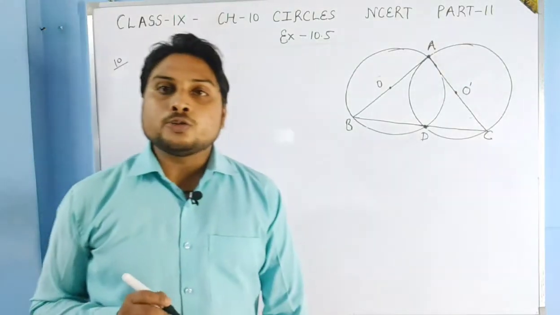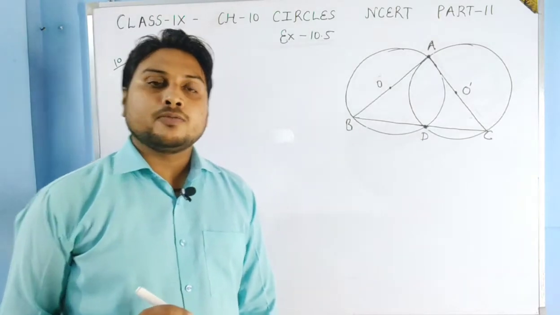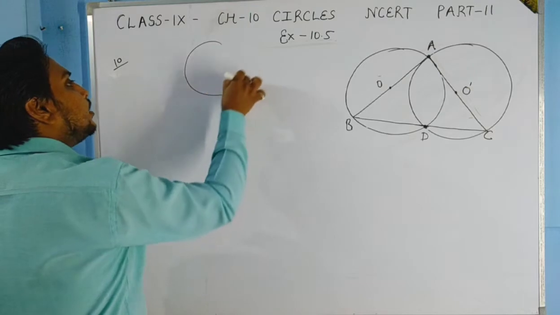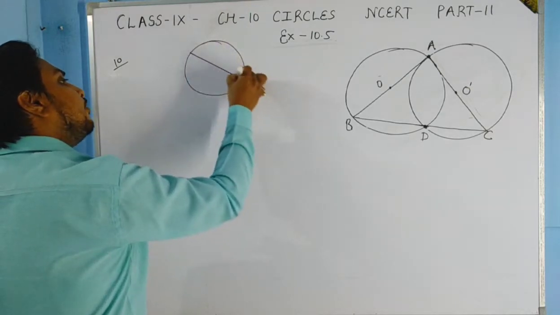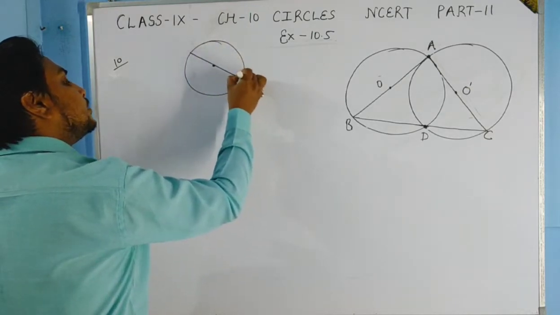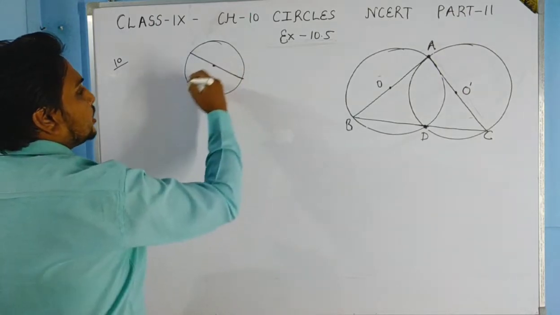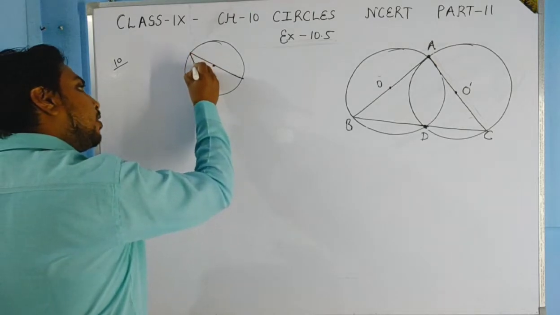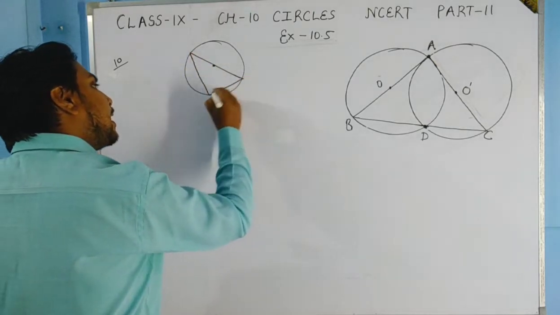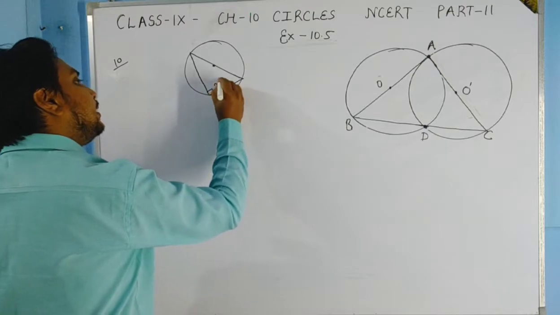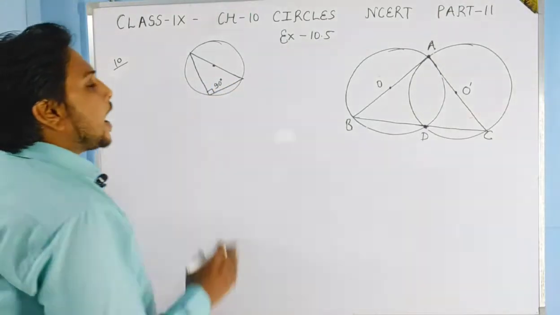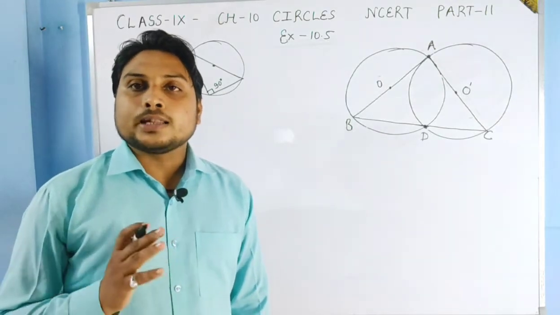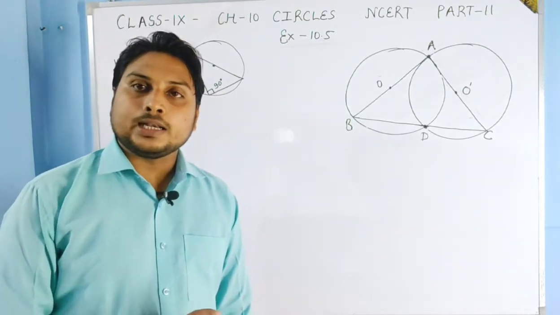Students, I have taught you one result in the beginning of the chapter, that in a semicircle, the angle formed, the semicircle is what? Like this. This is a semicircle and this is a semicircle. So whatever angle will form in a semicircle, that angle must be what? 90 degree. The angle formed in a semicircle, I have told you, will be 90 degree.